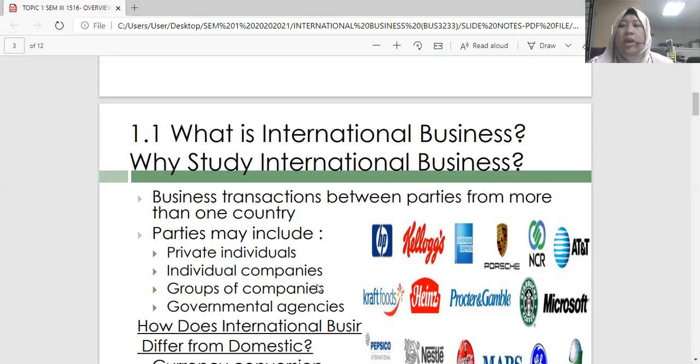So when we are talking about more than one country, for example, as I already mentioned just now, Malaysia exporting Proton to the UK, and then Malaysia importing rice from Thailand. So there are two countries involved here. The transaction is international because it involves more than one country.